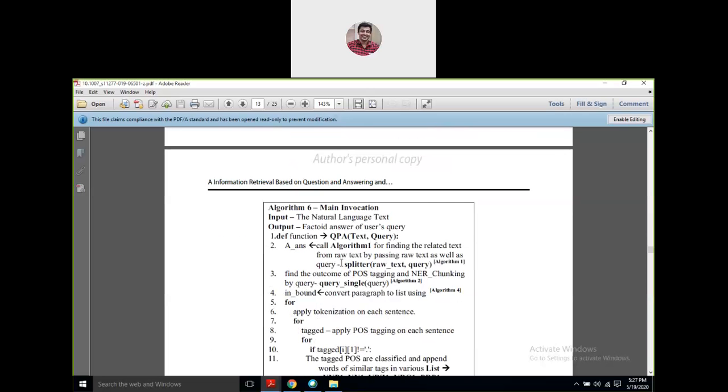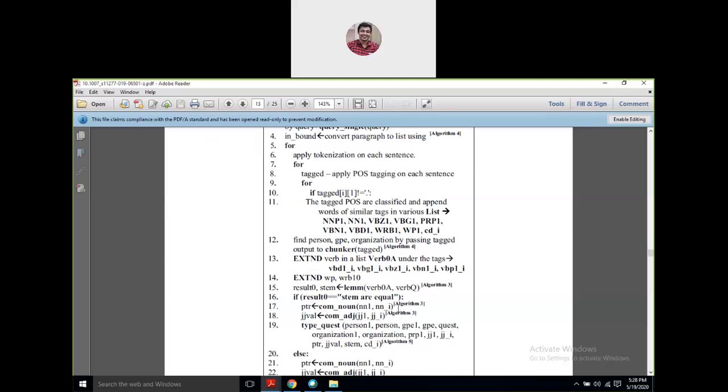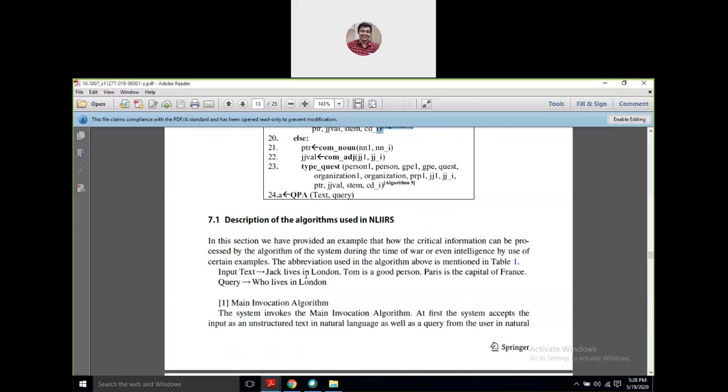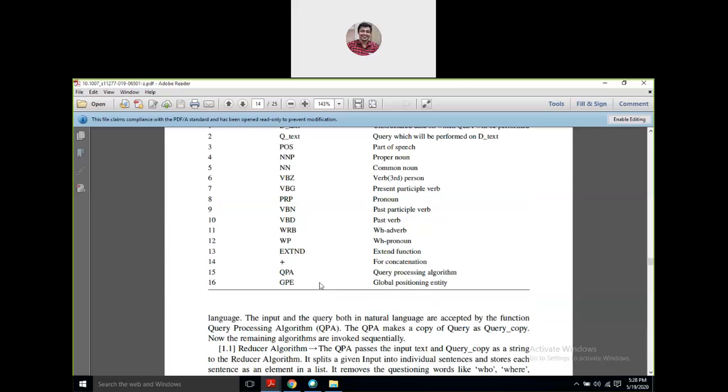The main invocation algorithm that goes. You can find even these are like recursive calls, right? How you are going to call which algorithm at which place. You're going to find these things. You'll be calling algorithm 3 here, then 3 here. Sometimes you'll be calling algorithm 5 here. So the description of the algorithms, it goes somewhat like this.